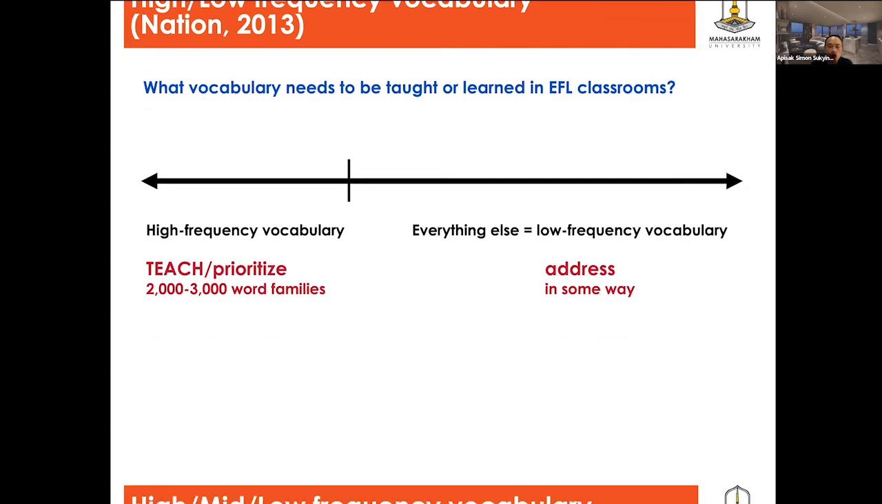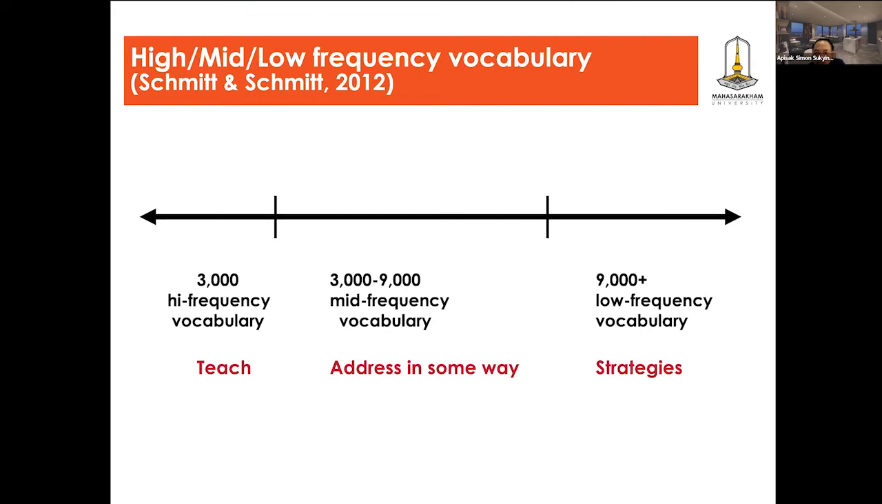Okay, the next one, based on Schmitt and Schmitt 2012, they divide vocabulary into three different groups: high frequency vocabulary, mid frequency vocabulary, and low frequency vocabulary. So again, the first 3,000 words are classified as high frequency words.